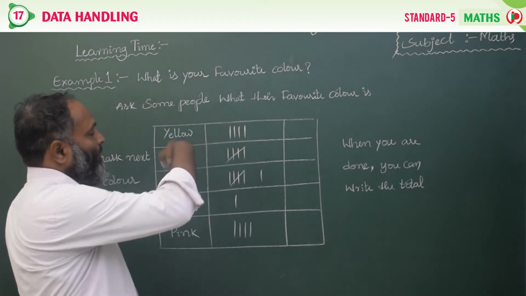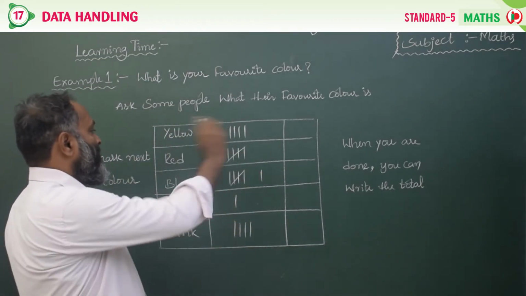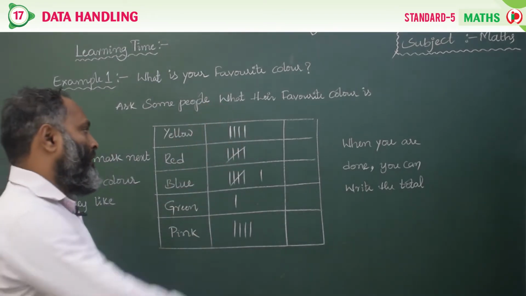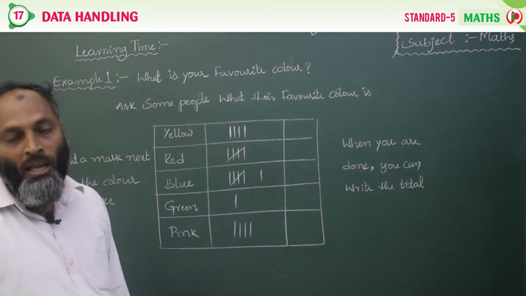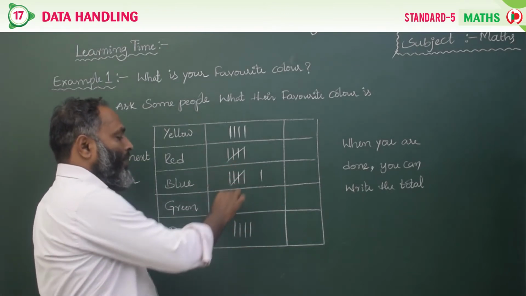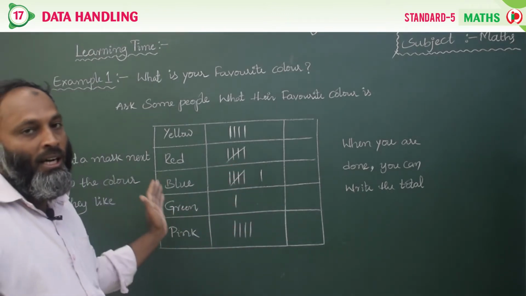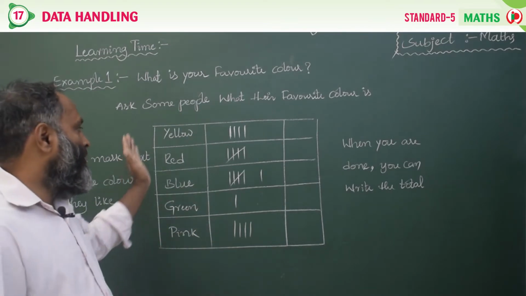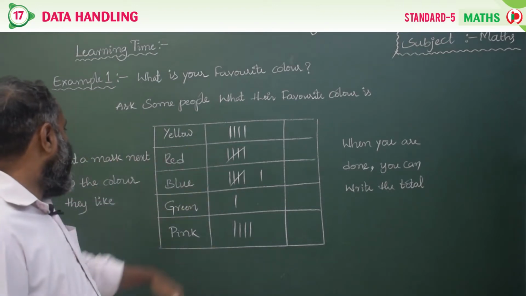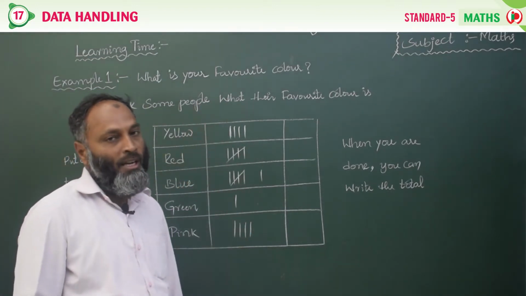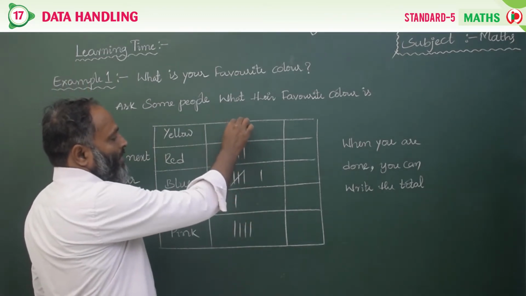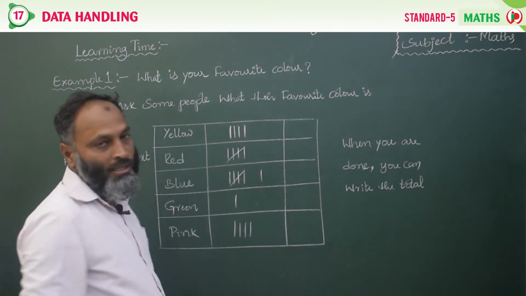Suppose you ask the first person, and his favorite color is yellow, then keep one vertical line, so put one mark against yellow. And for the second person, whose favorite color is blue, you draw one vertical line against blue. In this way, next to whatever their favorite color is, we should draw a vertical line. So if 4 people like yellow, then we should draw 4 vertical lines.